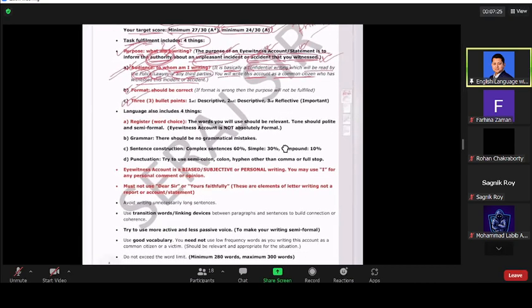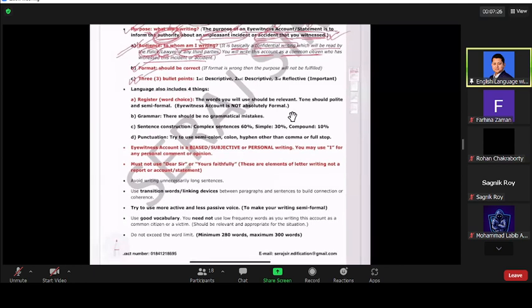Now let's move on. Format. Your format should be correct. As I always tell you, in every directed writing class, I make sure that you are getting the right format, and also in the test, you are writing in the right format. Okay, if the format is wrong, then the purpose will not be fulfilled.